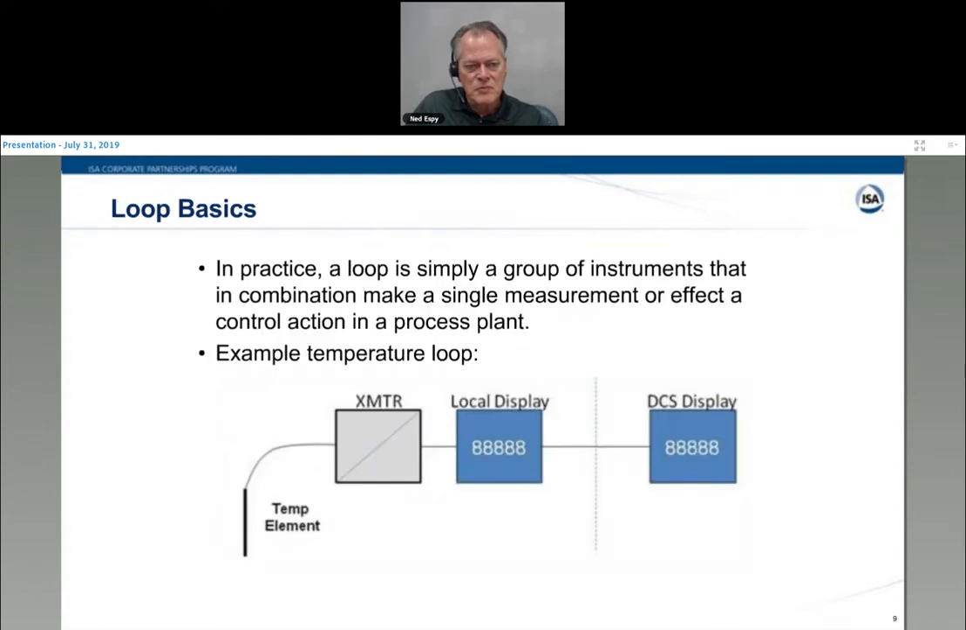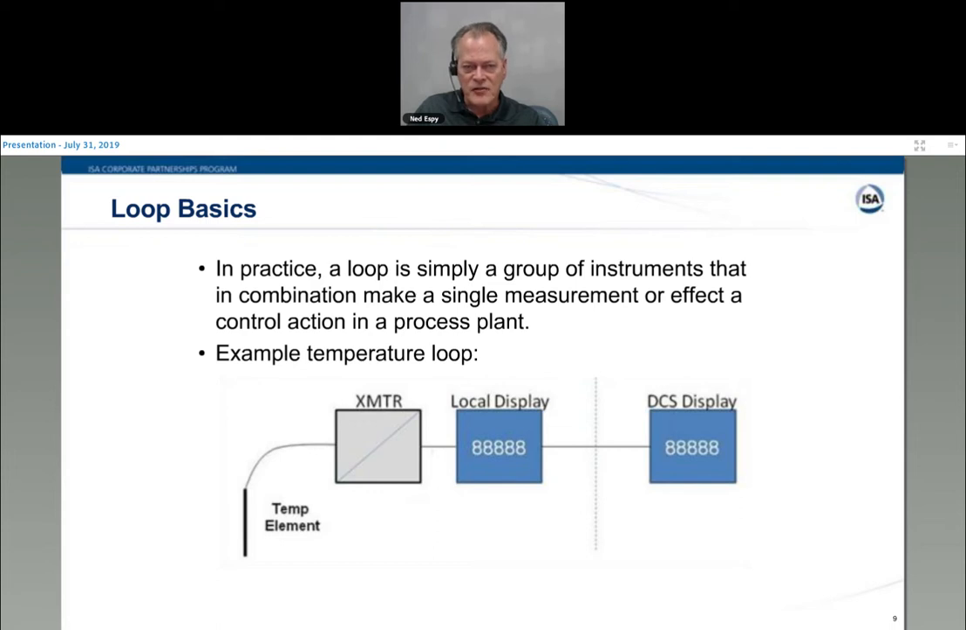So let's move on. Let's talk about just a basic loop. This is really simple, where you have a temperature probe, maybe in a thermal well or embedded in a pipe, going to a temperature transmitter. There may or may not be a local display. The display may even be built into the transmitter nowadays. But then the 4 to 20 signal is sent on to your control room or single loop controller, PLC, whatever that might be.